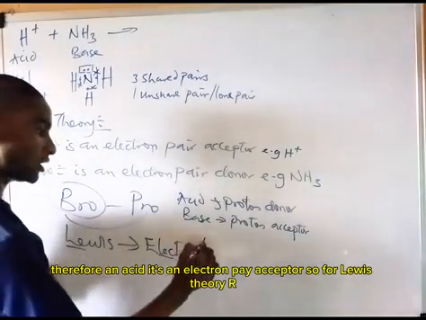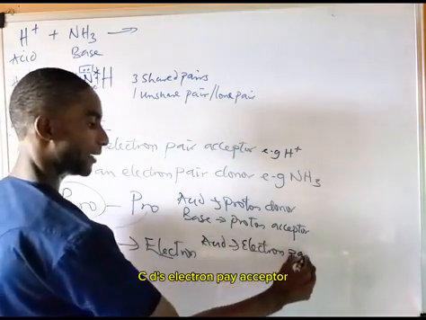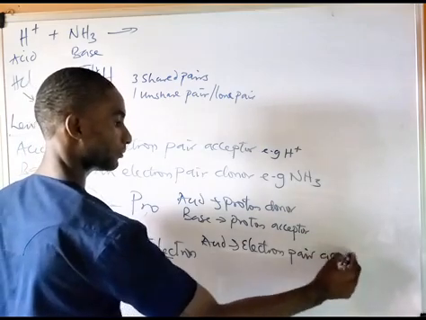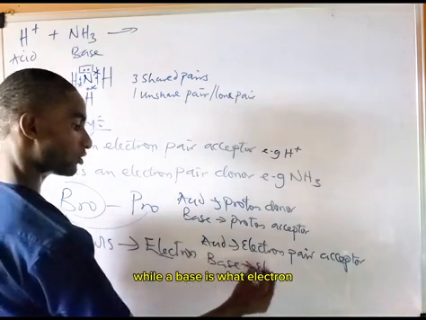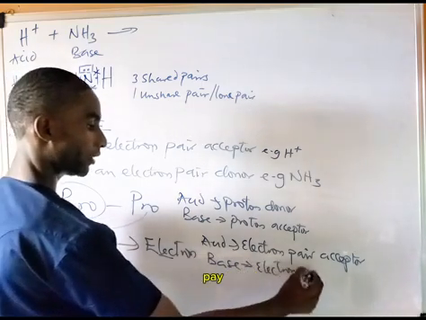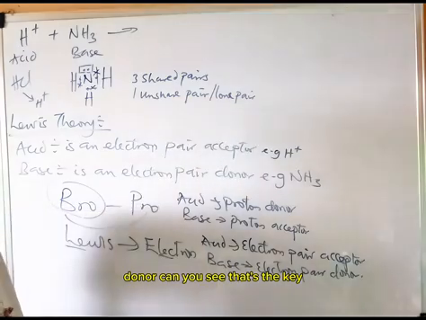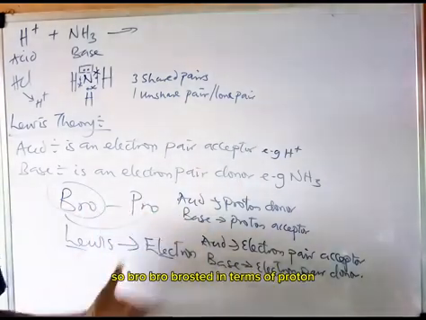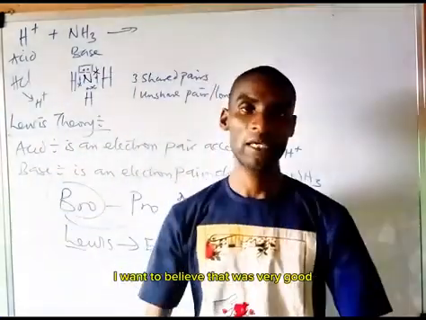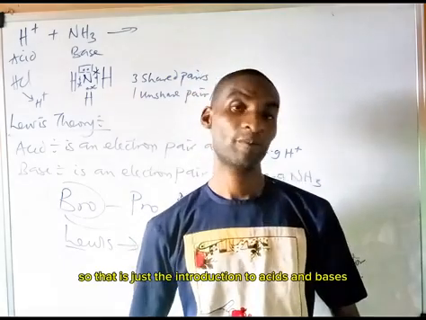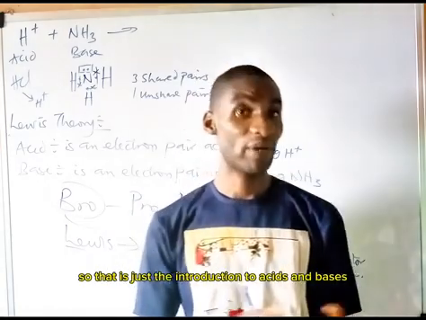So for Lewis theory, an acid is an electron pair acceptor, while a base is what? Electron pair donor. Can you see that's the key? So Bronsted in terms of proton, Lewis theory in terms of electron. I want to believe that was very clear. So that is just the introduction to acids and bases.